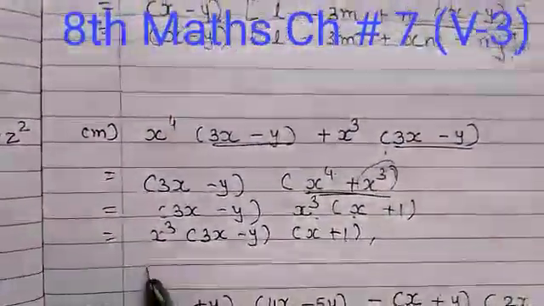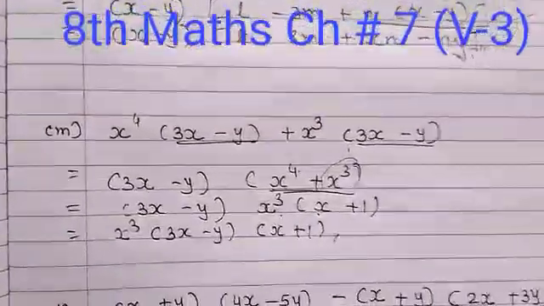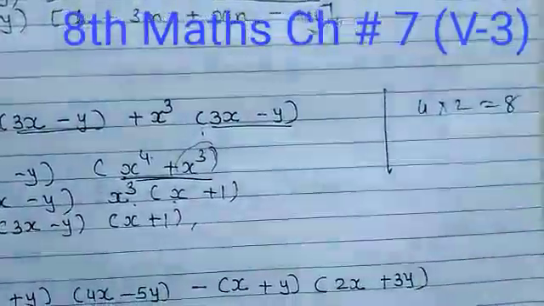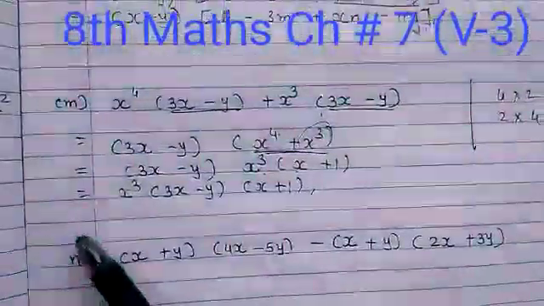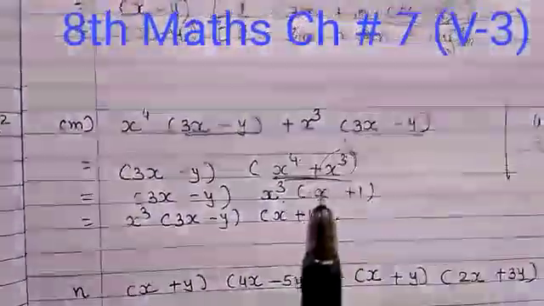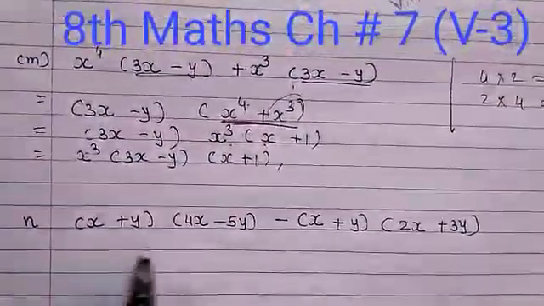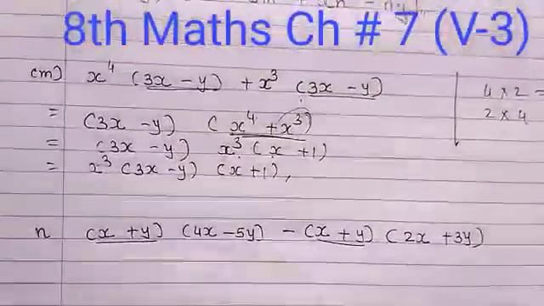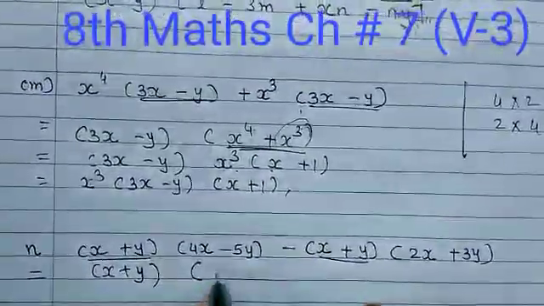Students, here multiplication is there, so the arrangement is different, and it is not a big deal, as we know that 4 into 2 is equal to 8, and 2 into 4 is also 8. So if the terms are not properly arranged, you will still get the same answer, okay? Now what is here? x plus y and x plus y is a common, so we write x plus y as a common factor. So what is remaining?